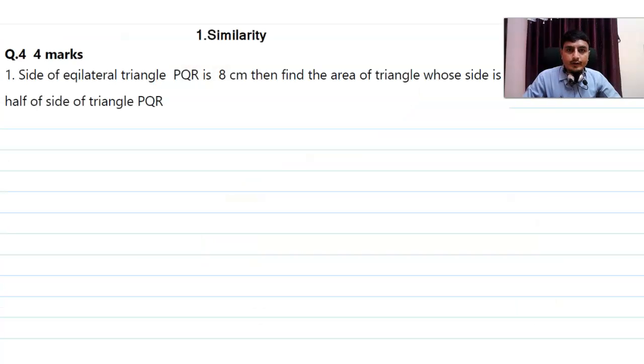In this lecture, we are going to discuss question number 4 and 5 from the first chapter, Similarity. The questions are from the question bank provided by the Maharashtra State Board. Look at the first question. The side of an equilateral triangle PQR is 8 cm. Then find the area of the triangle whose side is half of the side of triangle PQR.